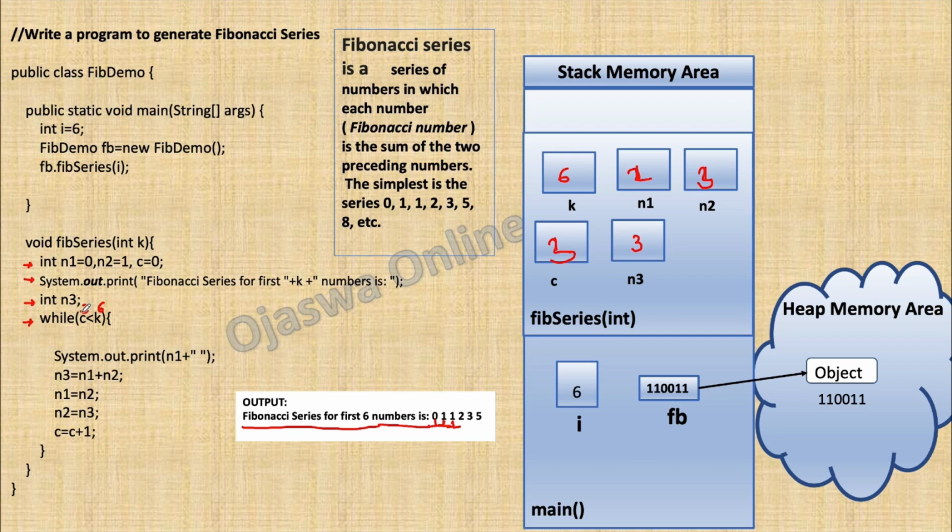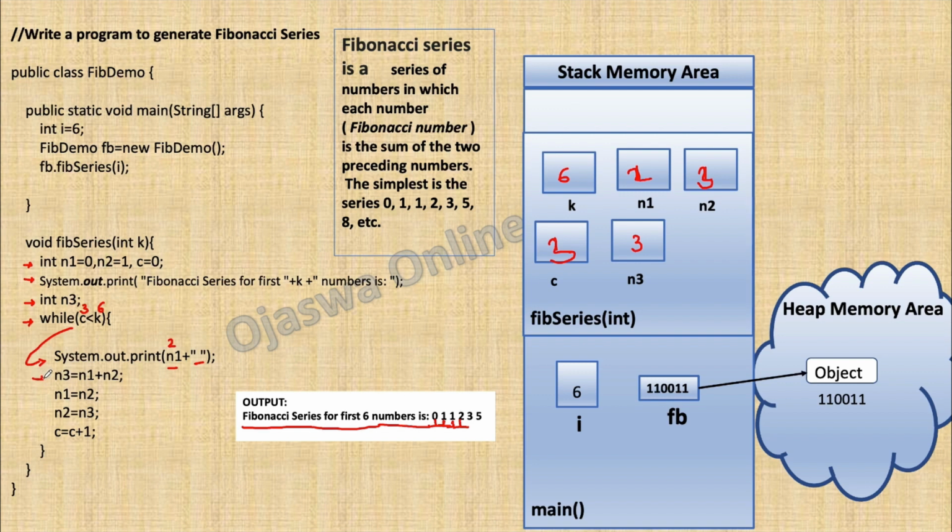Now value of c is 3, 3 less than 6, condition is true, control comes inside, the statement is executed, and we print the fourth Fibonacci number in the series, that is n1. Value of n1 is 2, hence 2 is printed to the console and some space is added. You have space over here.